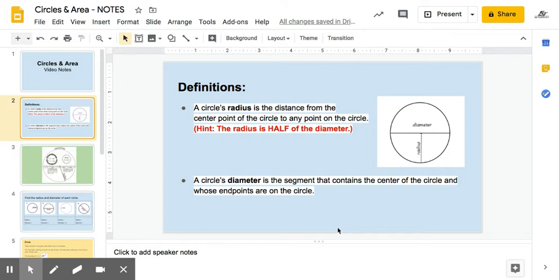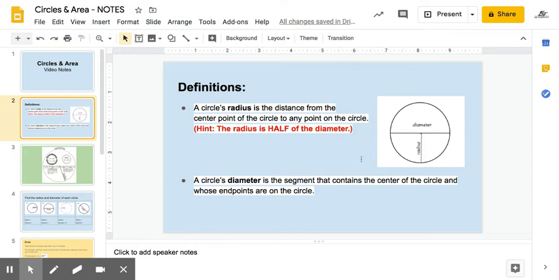And that first main component is a radius. Now, the radius is the distance from the center point of the circle to any point on the circle. It is the smaller line segment shown here. The diameter is the segment that contains the center of the circle and whose endpoints are on the circle. That is the longer line segment shown here.